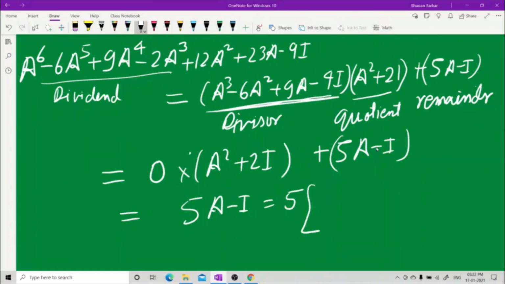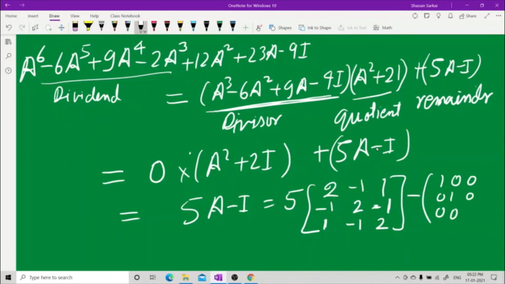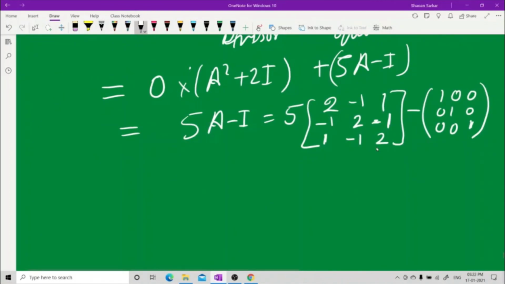Now write down 5A. What is A? A is 2, minus 1, 1, minus 1, 2, minus 1, sorry, plus 1, minus 1, exactly, minus 1. And then we have 1, minus 1, and 2. And then you have your I: 1, 0, 0, 0, 1, 0, 0, 0, 1. Now you will do this calculation. So you will have 10 minus 1, that is 9. Rest all will remain as it is. This will be minus 5. And then this is 10 minus 1, again 9. And this will be minus 5.